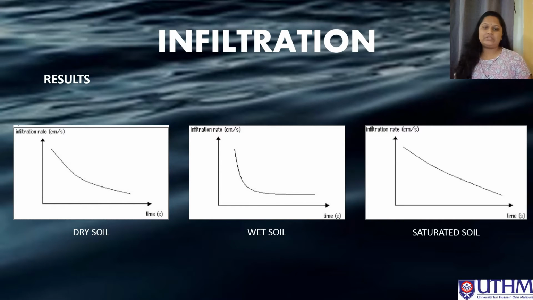Next, for the wet soil, infiltration is not too fast. It is slower than dry soil. This is because there is already water inside the soil. Then, for the saturated soil, infiltration occurred very slowly because there is a lot of water inside the saturated soil, more than the wet soil.